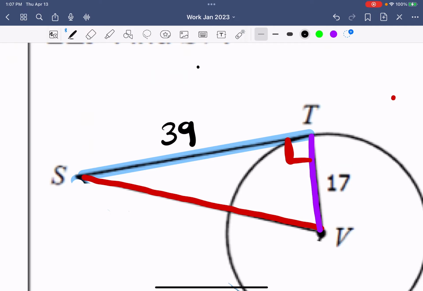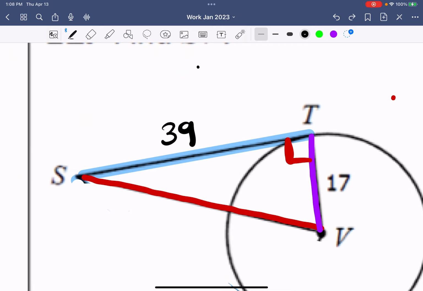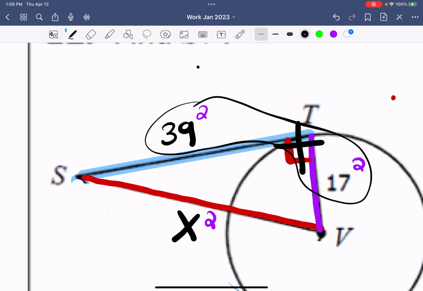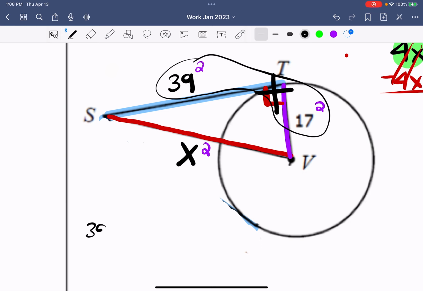And what side am I really looking for? The answer told me to find SV, so that's gonna now turn into my mystery number, my x. And this is Pythagorean theorem. You're gonna square all of them. Square, square, square. You're gonna put a plus sign in the 90 degree, so it means you're adding the 39 and the 17. The plus sign touches those two sides, so you gotta do Pythagorean theorem now. 39 squared plus 17 squared equals x squared. And you just solve.